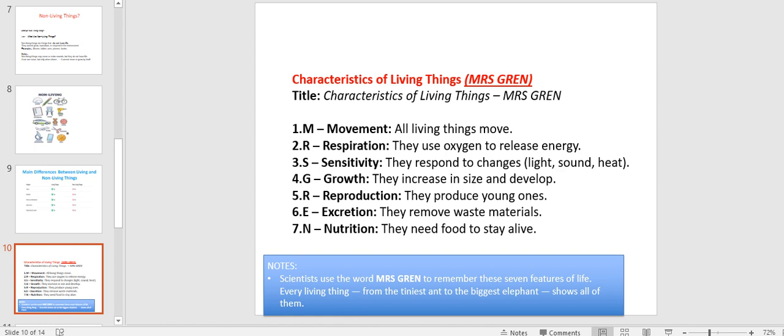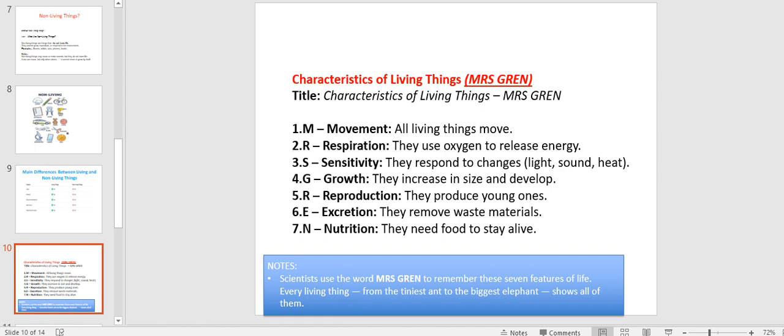For R, all living things are able to reproduce. So R for reproduction. They produce young ones. E for excretion. They remove waste materials. N for nutrition. They need food to stay alive. So the Mrs. GREN acronym simply states all the characteristics of living things.